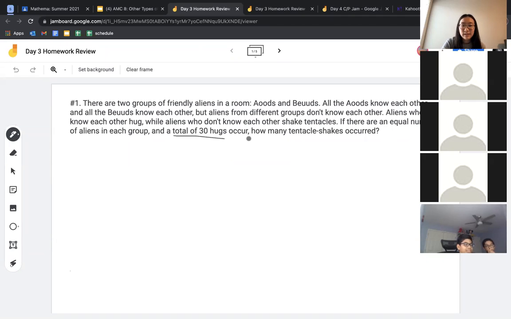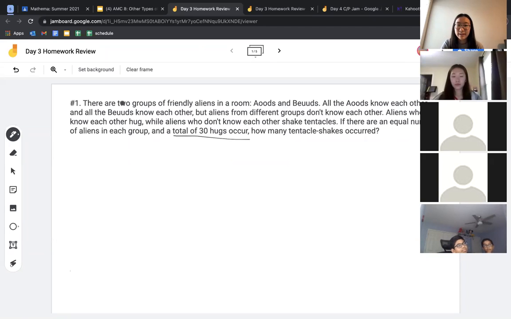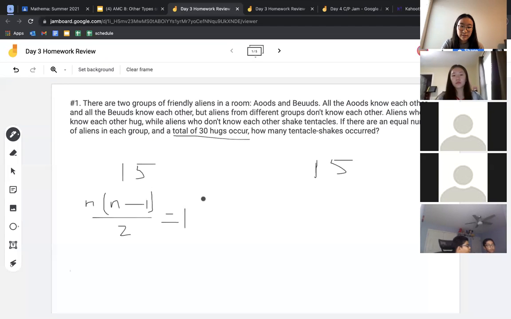Okay, so a total of 30 hugs are going to occur and there's an equal number of aliens in each group. So we know that half of the hugs are occurring with the Auds and half of them are occurring with the Buds. So if there's 15 hugs occurring in a group, we need to figure out how many people are in the group. And we know our formula is n times n minus 1 divided by 2 equals 15. So then n is going to be equal to 6 if you solve that out. So we know that there's 6 aliens in each group. And then they're going to shake tentacles with the people who don't know each other.